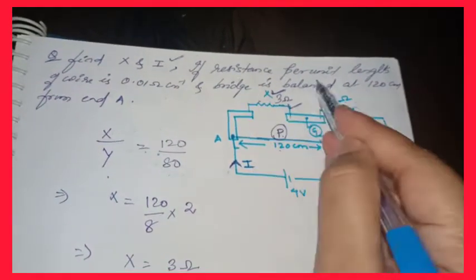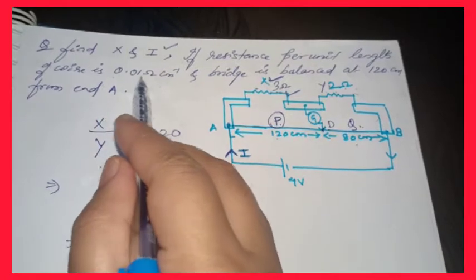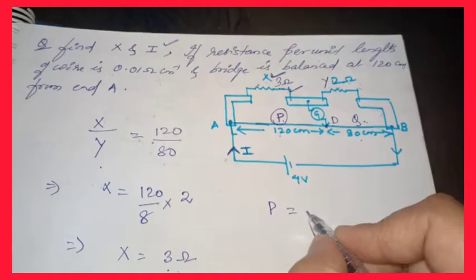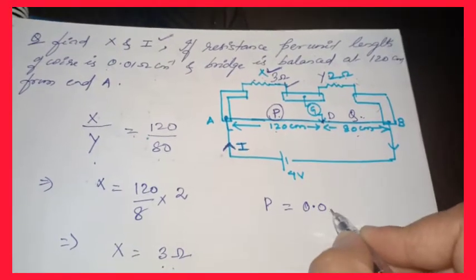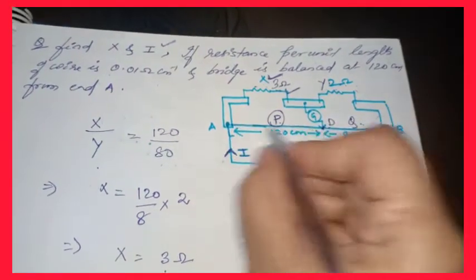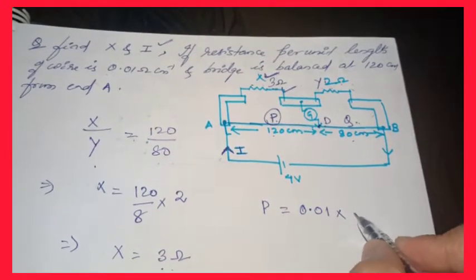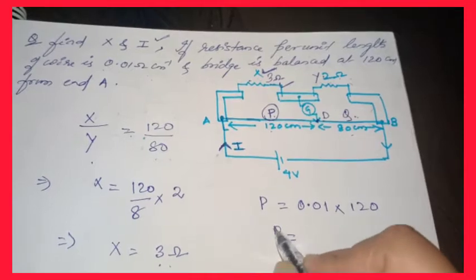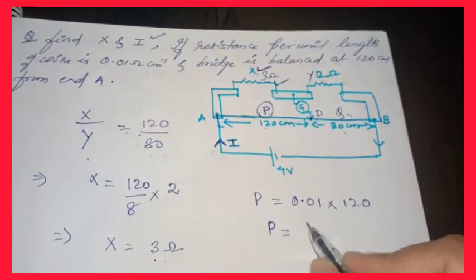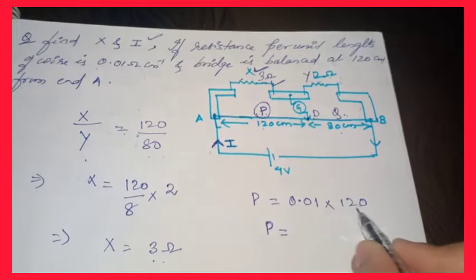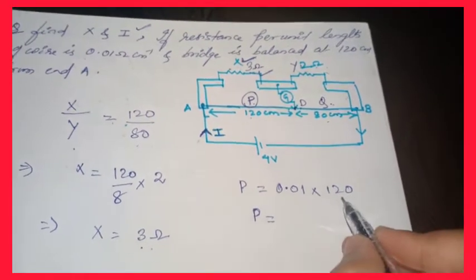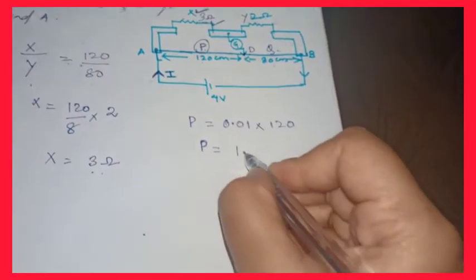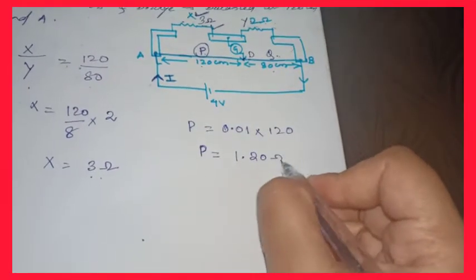I know the resistance per unit length is 0.01 ohm per cm. So P can be found: resistance per unit length, that is 0.01, into the length of the wire AD, that is 120 cm. So what will be the resistance of portion AD, students? The resistance of portion AD will be 1.20 ohm.